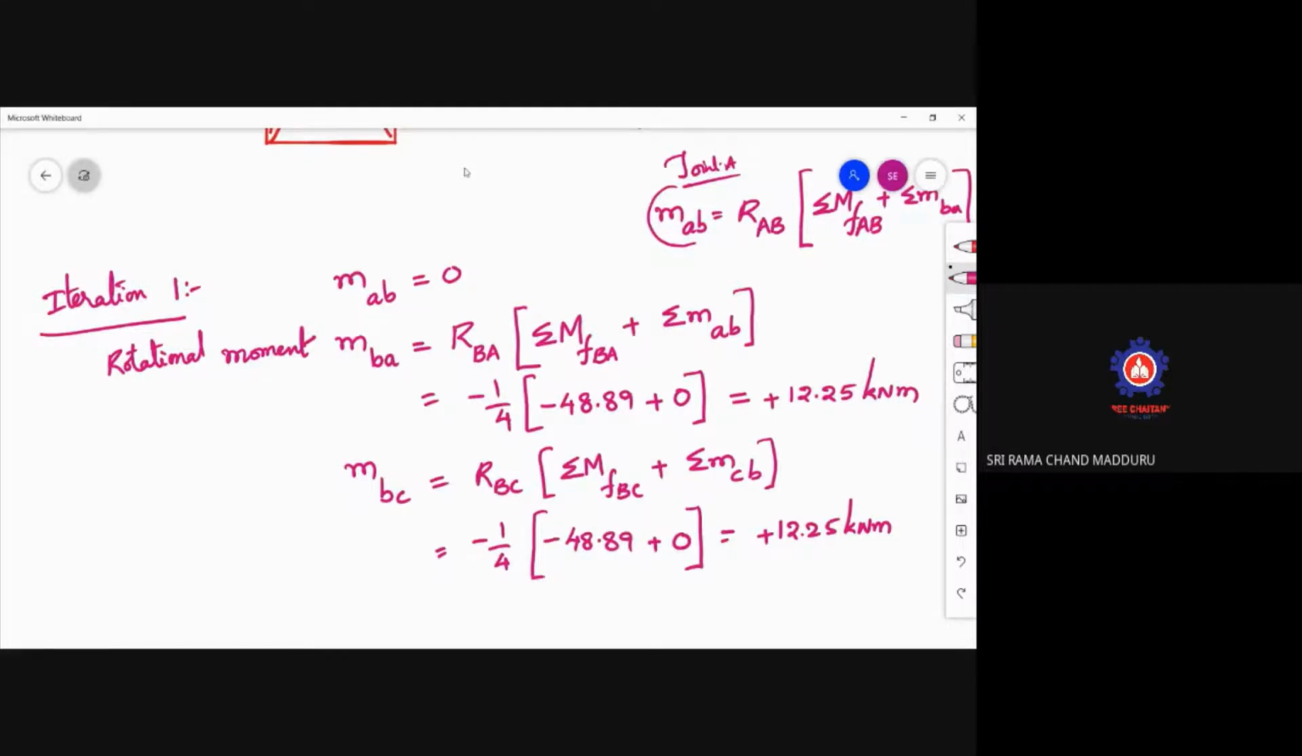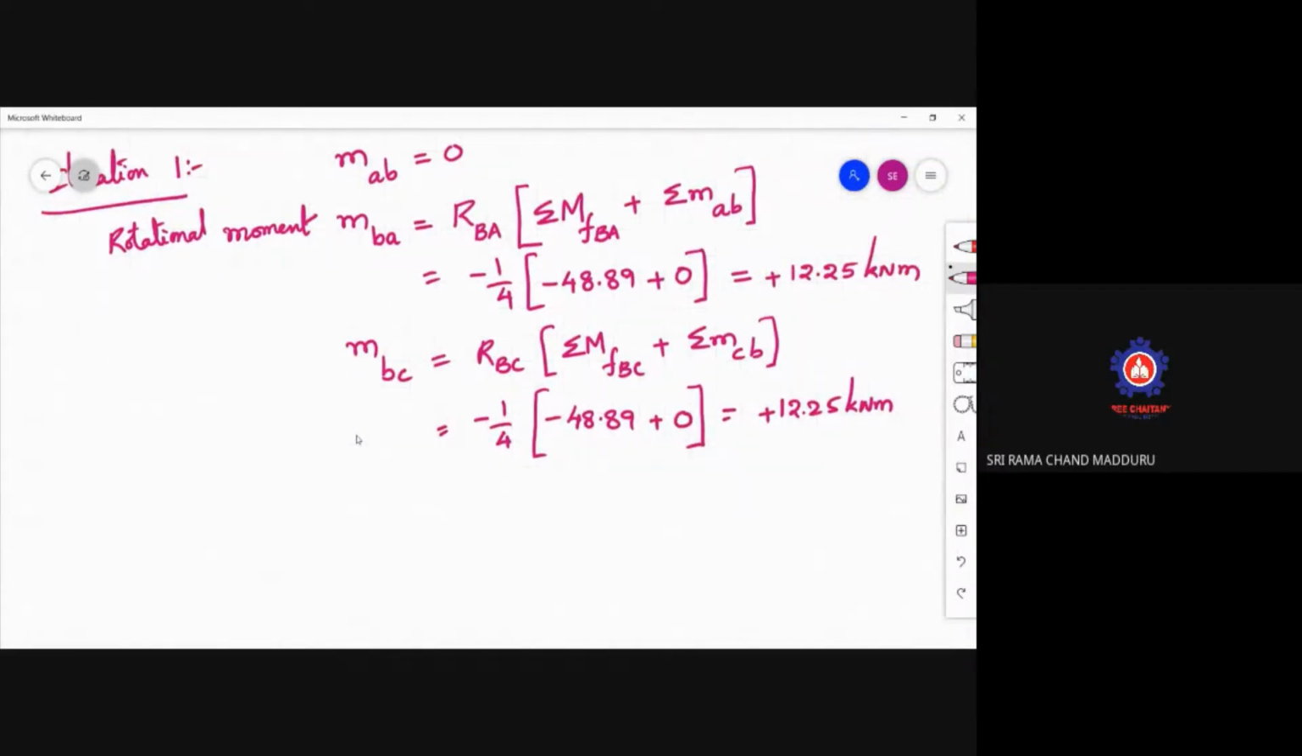Now the rotational moment at C we have to write down. So these are the rotational moments at B. Then we have written MBA as well as MBC. Now the rotational moment at C.